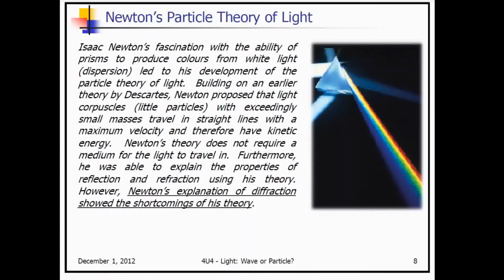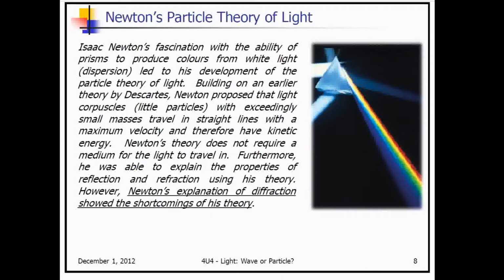So Isaac Newton's fascination with the ability of prisms to produce colors from white light, the dispersion, led to his development of the particle theory of light. Building on an earlier theory by Descartes, Newton proposed that light corpuscles, those little particles with exceedingly small masses, travel in straight lines with a maximum velocity and therefore have kinetic energy. Newton's theory does not require a medium for light to travel in. Furthermore, he was able to explain the properties of reflection and refraction using his theory. But when it came to diffraction, we started to see the shortcomings. So I'll just go through this reading a little bit and explain.